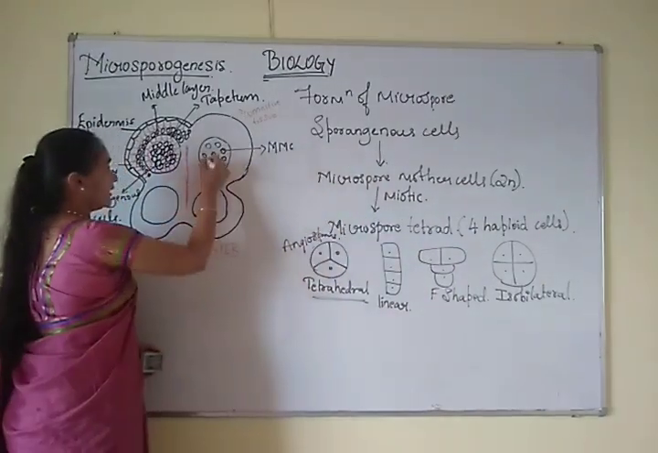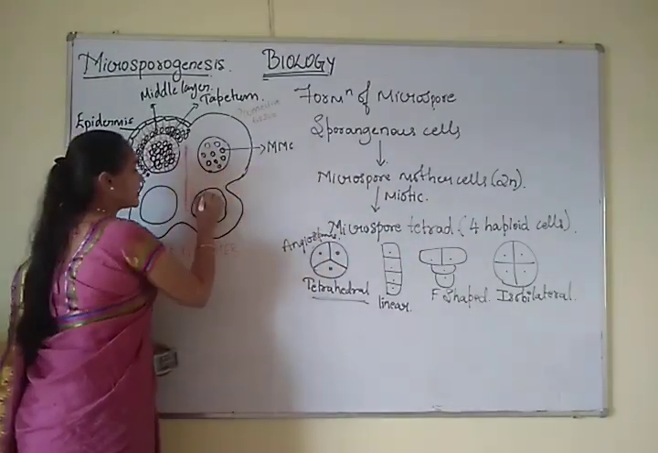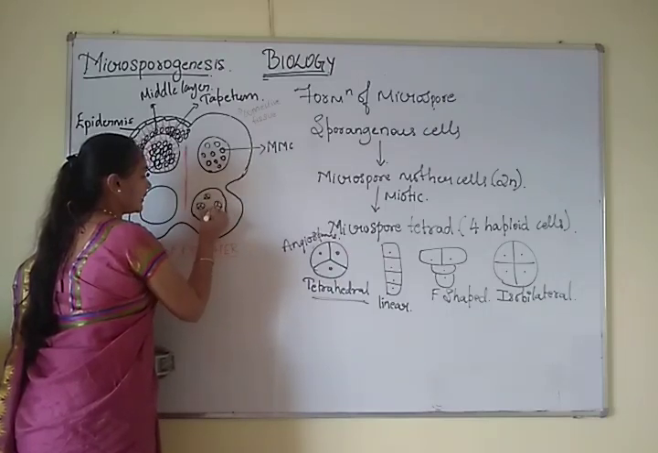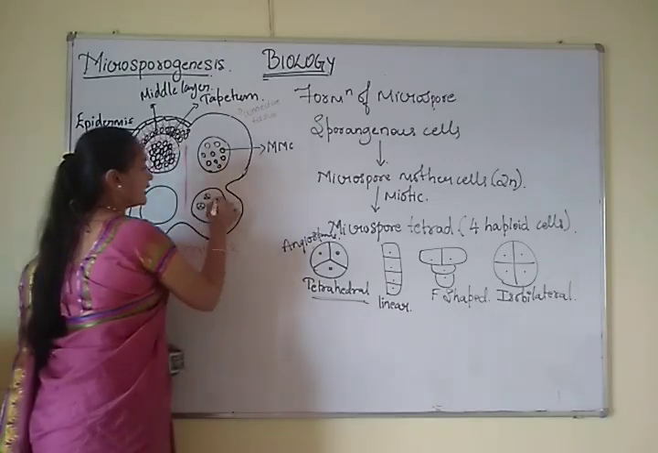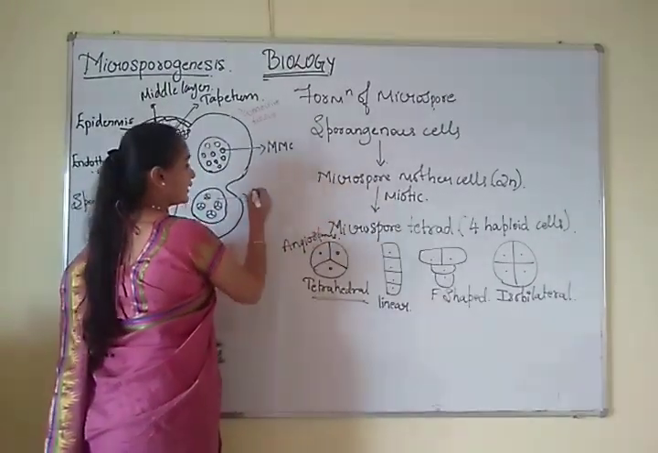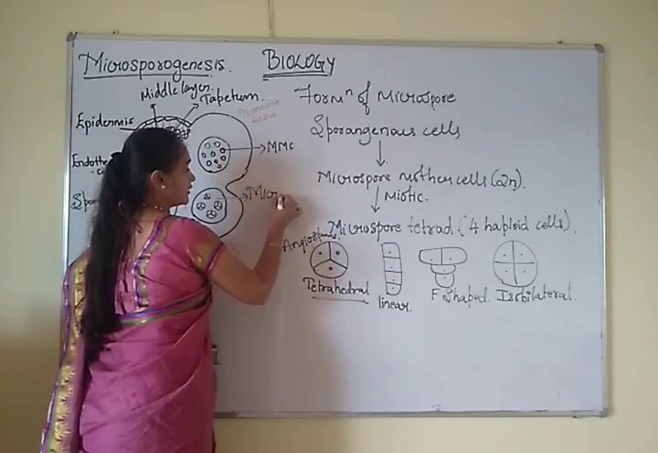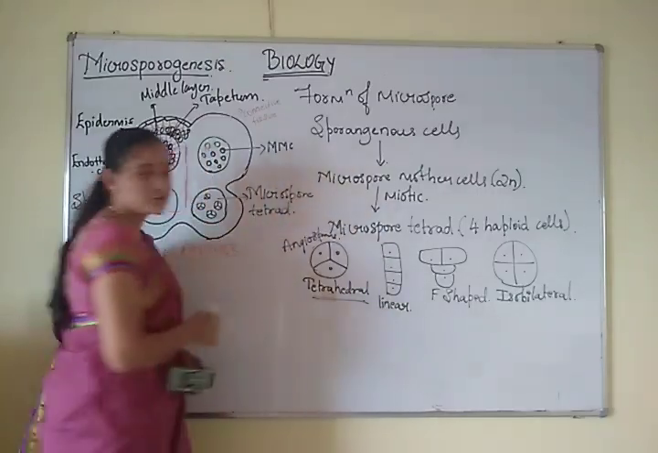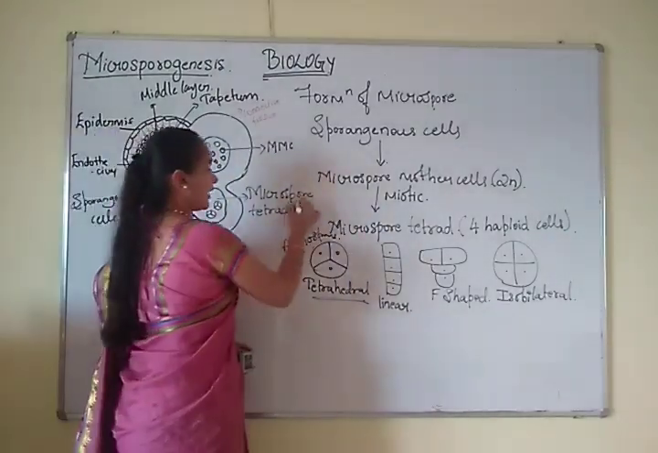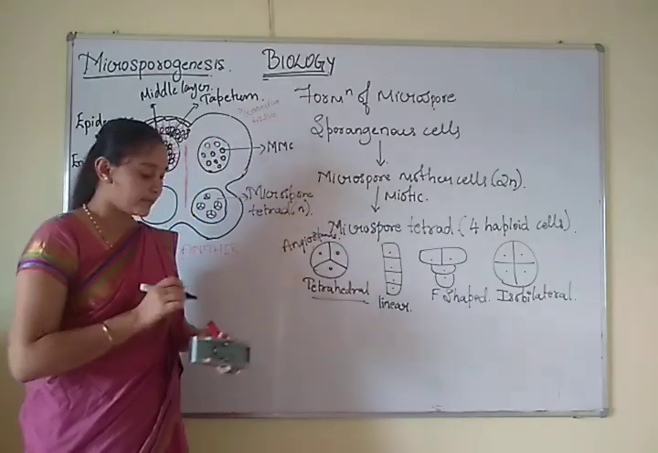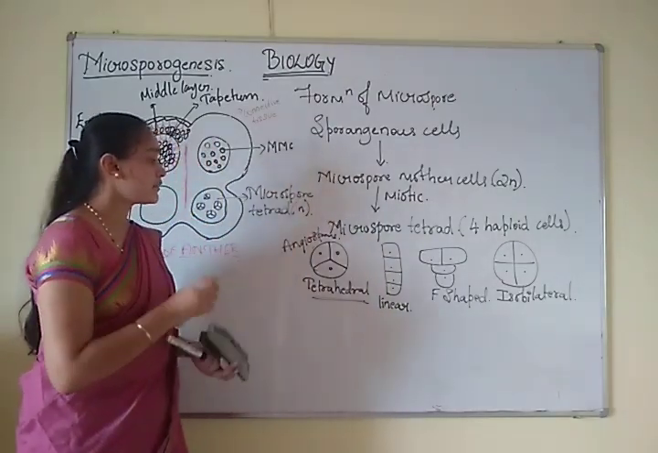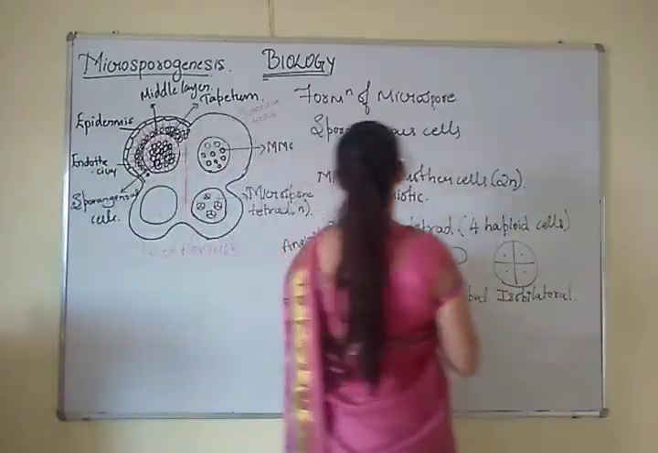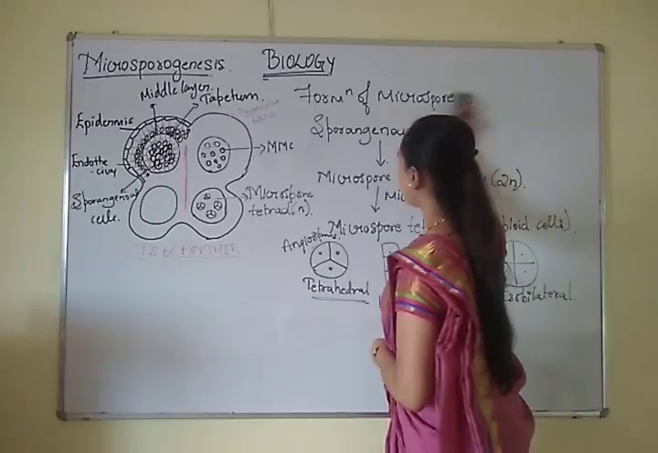Now in this tetrahedral shape, the microspore mother cells change into a tetrahedral form. So the microspore mother cell converts into the microspore tetrad, and this microspore tetrad is haploid in nature. Okay, so next, let's see the structure of this microspore.